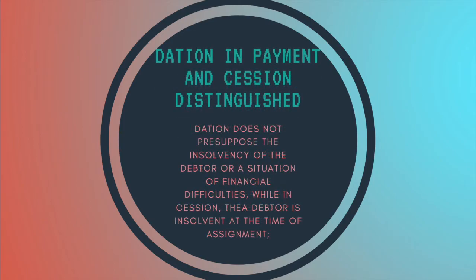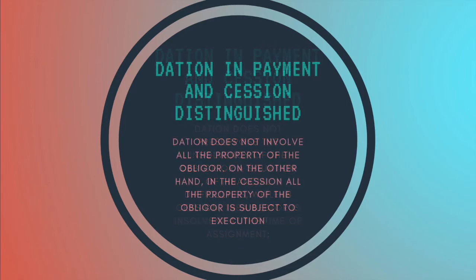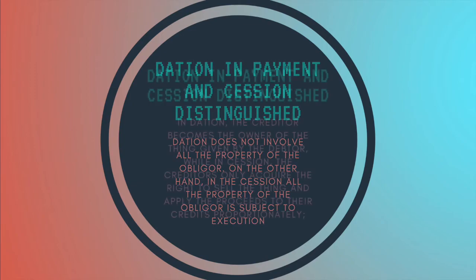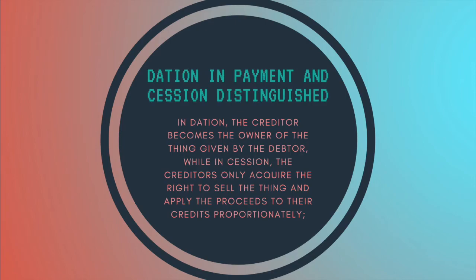Second, dation does not suppose the insolvency of the debtor or a situation of financial difficulties, while in cession the debtor is insolvent at the time of the assignment. Third, dation does not involve all the property of the obligor. On the other hand, in cession, all the property of the obligor is subject to execution, meaning all the property of the debtor are not involved in the dation, while in cession, all the property are involved in time of insolvency.